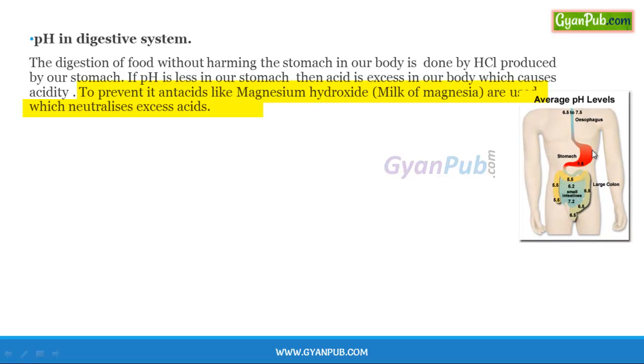Here we can see the diagram of our digestive system, which should have the pH in these ranges, and the stomach should not have a very low pH value, that is, be more acidic, which causes acidity.